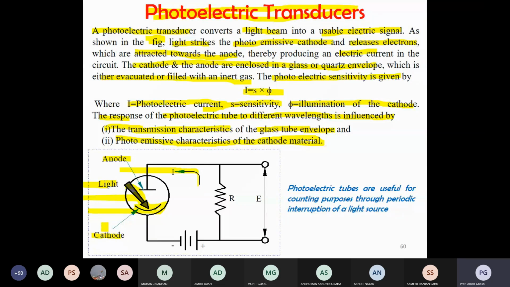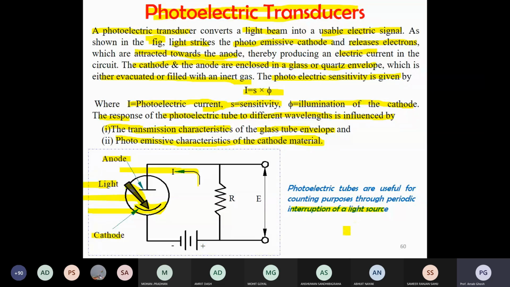Photoelectric tubes are useful for counting purposes through periodic interruptions of the light source. You can sometimes give interruptions to the light source, which has some effect on the continuing counting process. I think all of you are able to understand that if there is discontinuation, then definitely there is some interruption of the continuous flow of current.